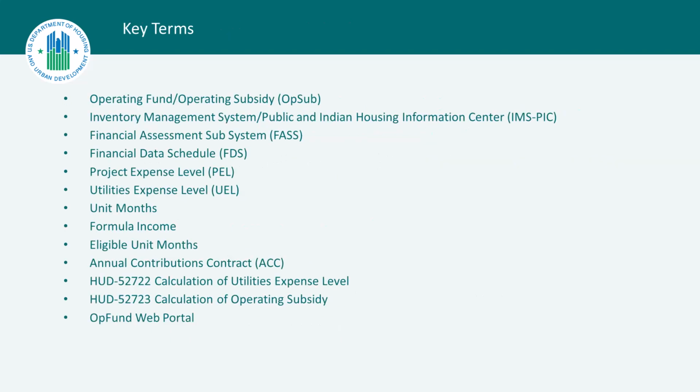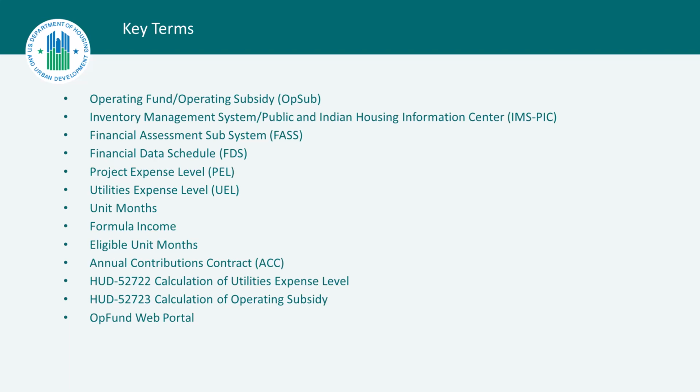There are a number of common terms and acronyms that will be referenced several times in this series. We will define them briefly here. The terms operating fund and operating subsidy are often used interchangeably. However, to be precise, the operating fund is the program and the account that Congress appropriates funds to each year. The operating fund formula is applied to operating fund appropriations each year to determine the amount of operating subsidy that HUD awards to each public housing project.